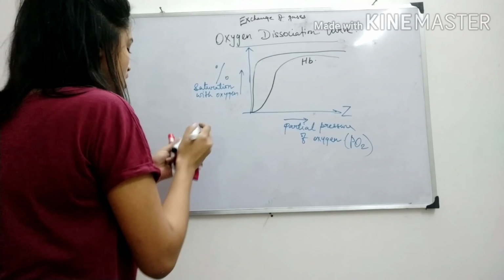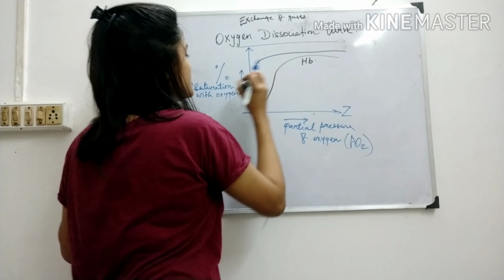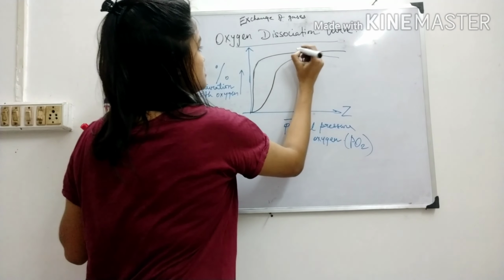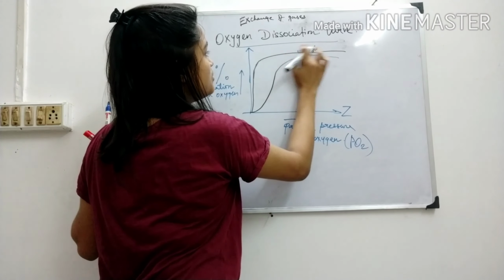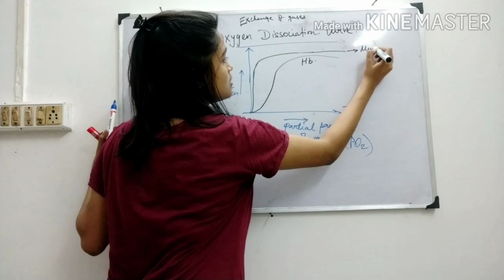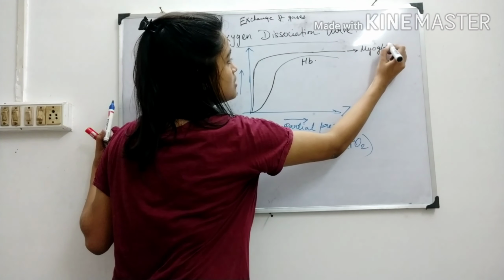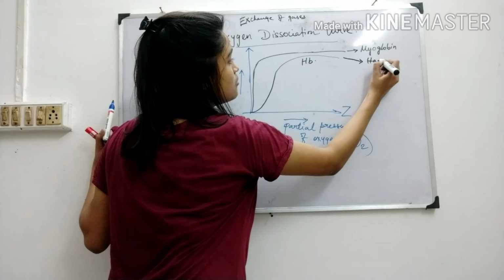So this is the curve for myoglobin, and it is hyperbolic in nature. This is myoglobin. This is hemoglobin.